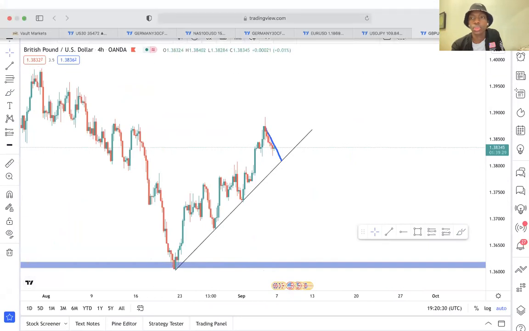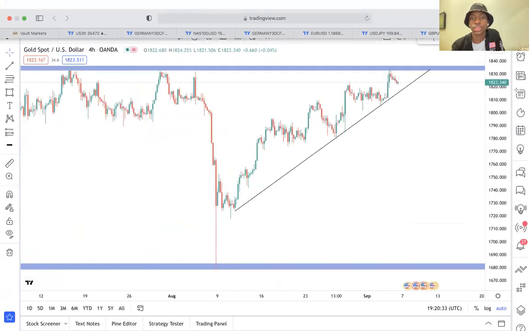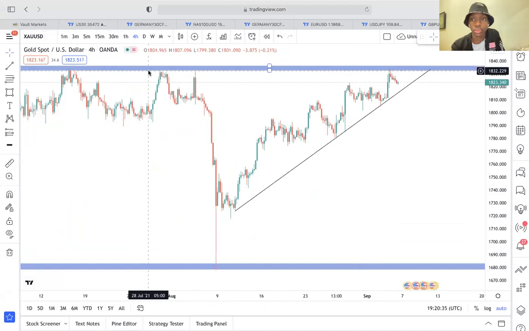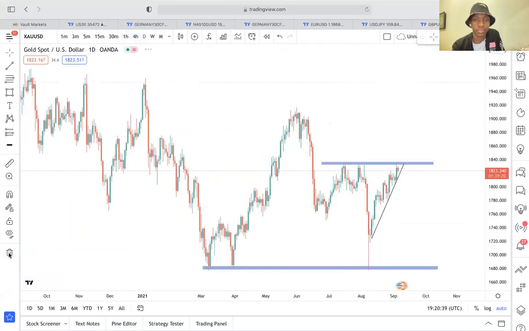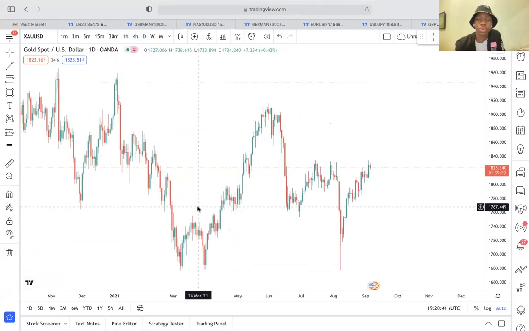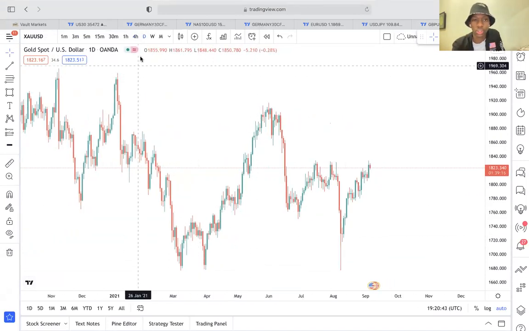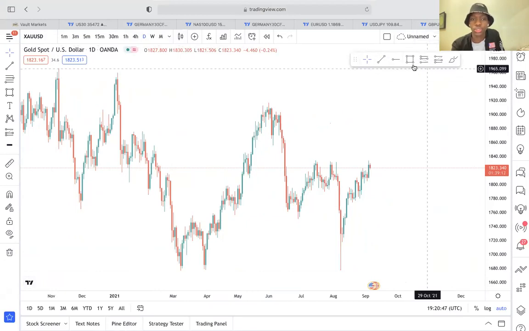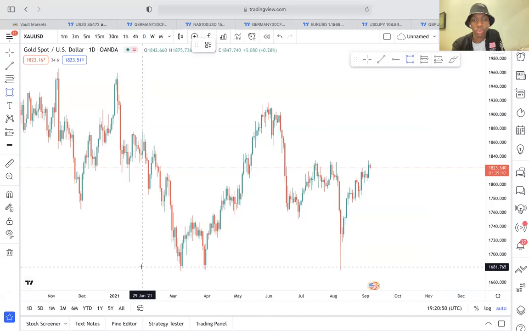So let's look at gold. Should be the last one. Gold is selling. Gold is gonna drop big time. Guys, the thing about gold is it likes to move in zones a lot. I'm not saying it doesn't respect trend lines, it does, but it likes to move in zones. Let me just analyze gold.